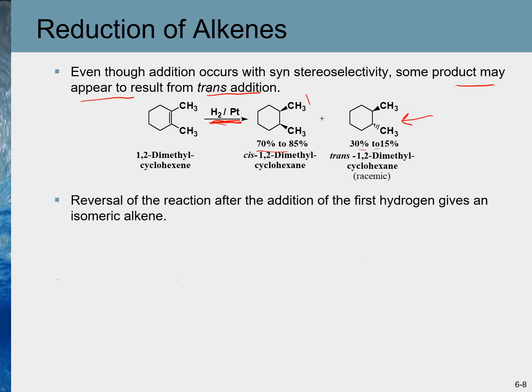So this is strange. If the addition occurs with syn stereoselectivity, how can the product be trans? Now, in order for this product to be trans, one hydrogen has to be below the carbon-carbon double bond and the other one has to be above. So that looks like anti stereoselectivity, but we said anti does not take place. Then how can we explain this one?